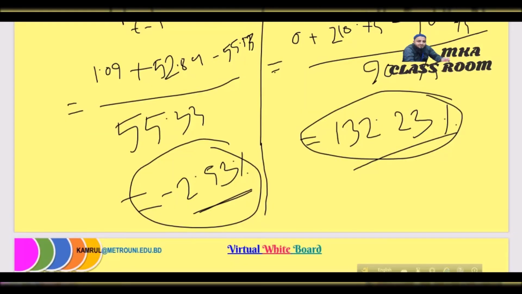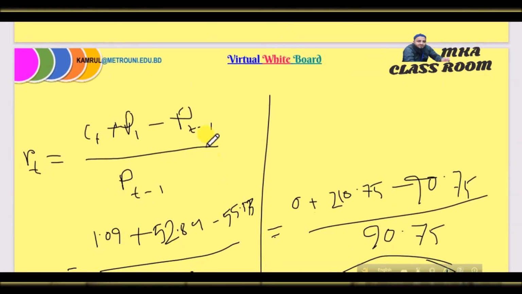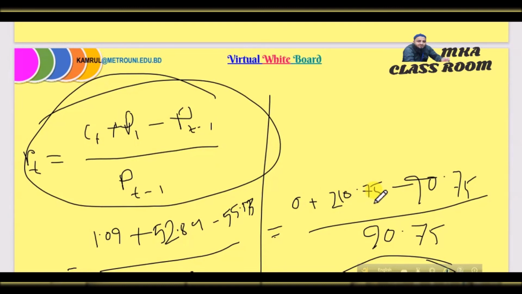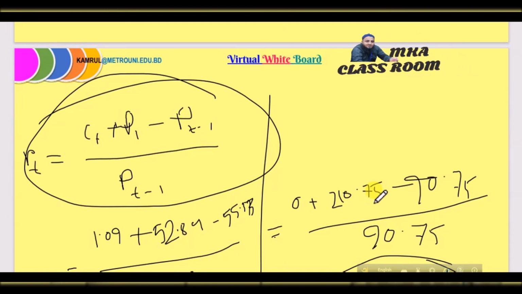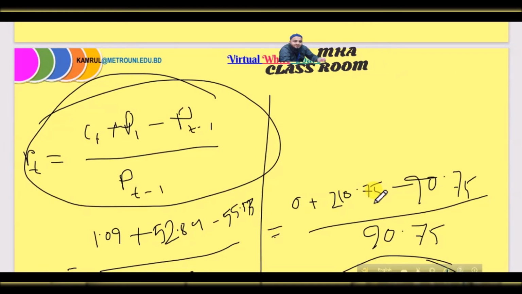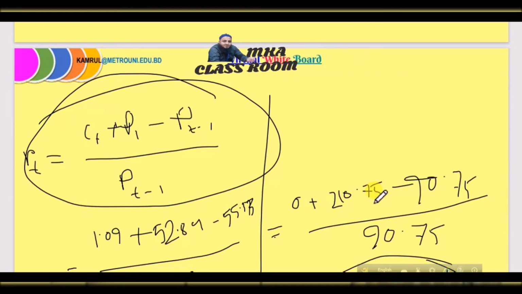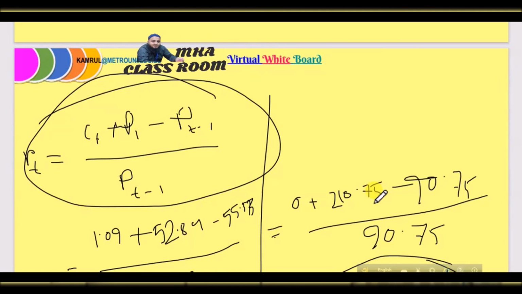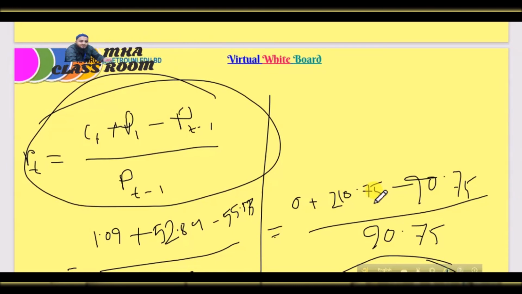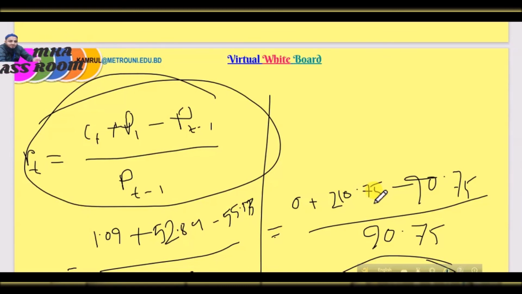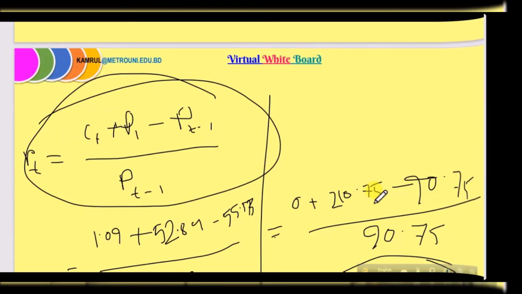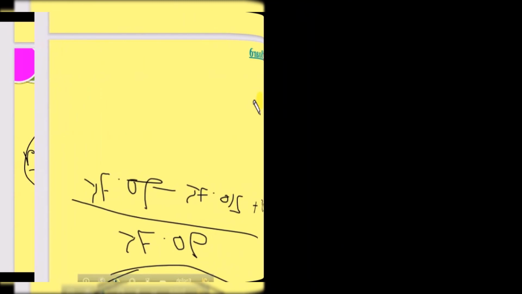In this way we can calculate the return from our investment in our day to day life. This formula is actually our practical life's formula, how we can calculate a return from our investment. Those are the practical examples we tried to help you understand by using this formula, how to calculate return from your investment. So here is the way to calculate return.